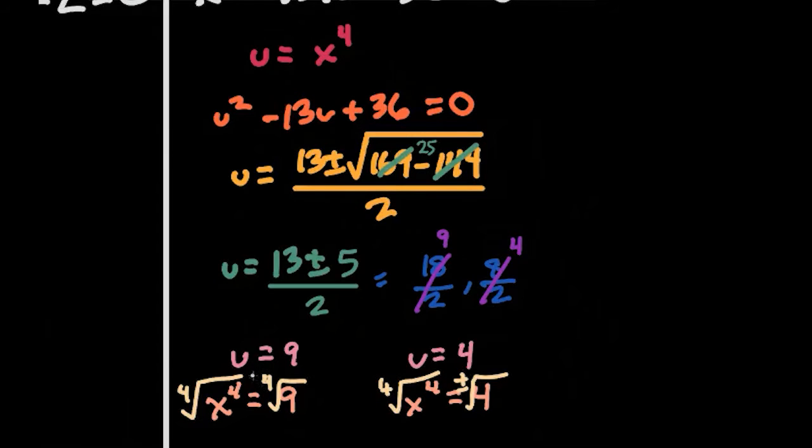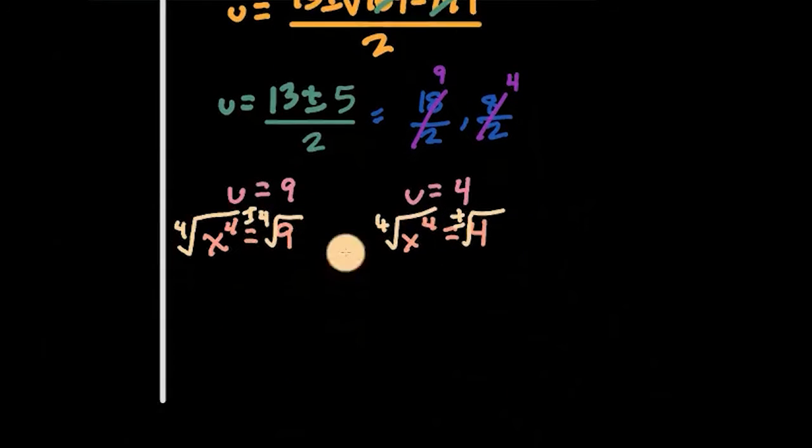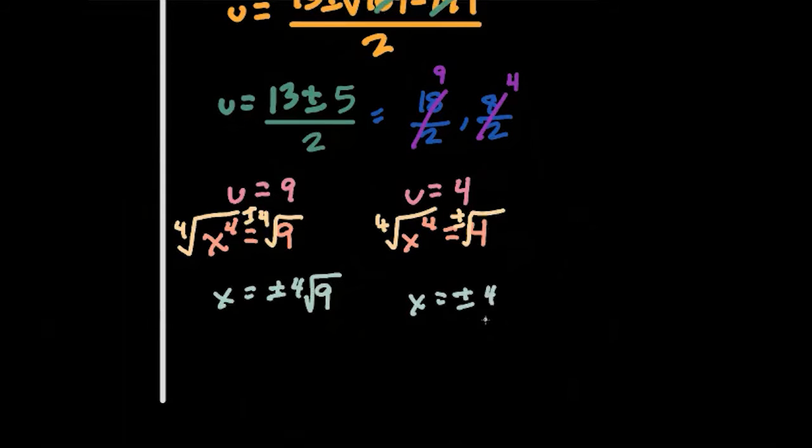Also, it's important to understand that you have to have the plus or minus when solving these, because you have an even power that you're dealing with. It's x to the fourth. So since x to the fourth is even, you have to have plus or minus. So x is equal to plus or minus the fourth root of 9. And then this one's going to be x is equal to plus or minus the fourth root of 4.